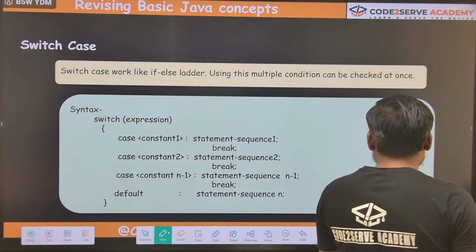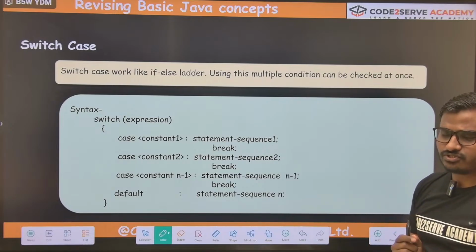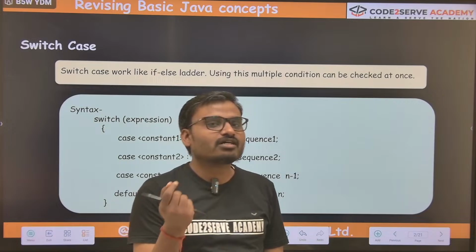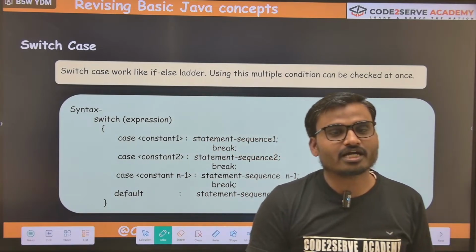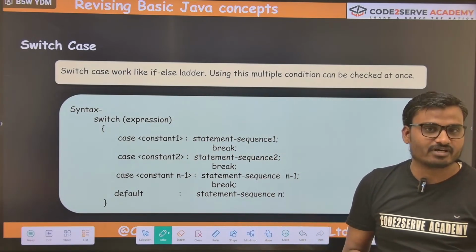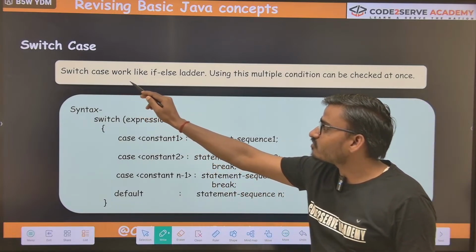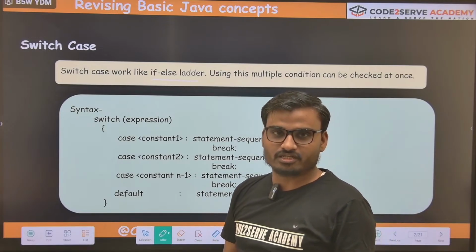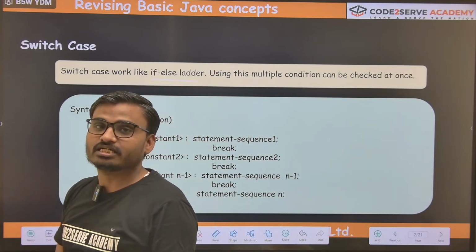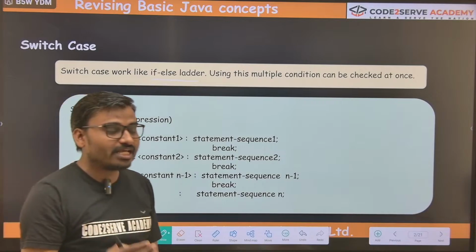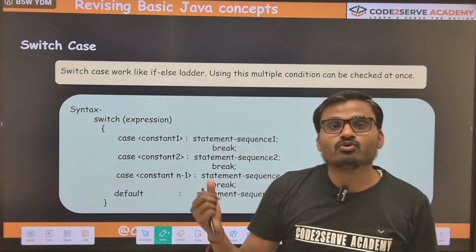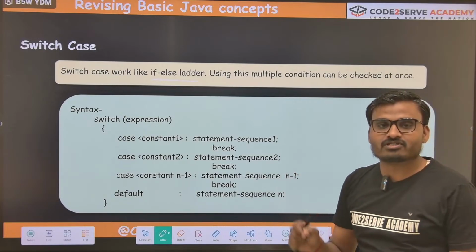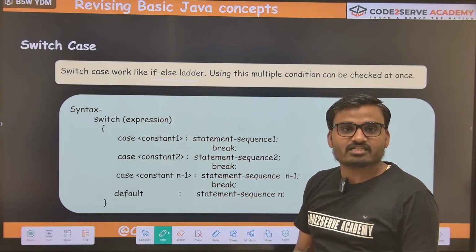Okay. So let us see over here, switch case. I have already covered the topic of if else. So switch case works something like an if else block, that is, you can say like a ladder of if else. So what is written over here? Switch case works like an if else ladder. If you have multiple conditions, instead of writing so many if else parts, you can directly use the switch case block. Using this we can achieve the same result as we can achieve using an if else ladder.